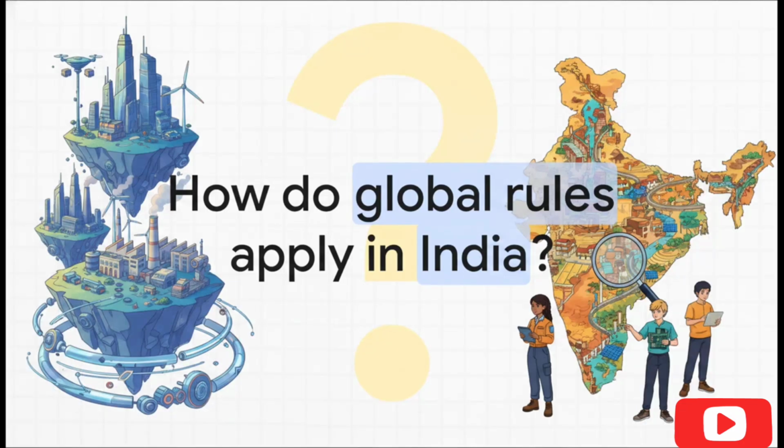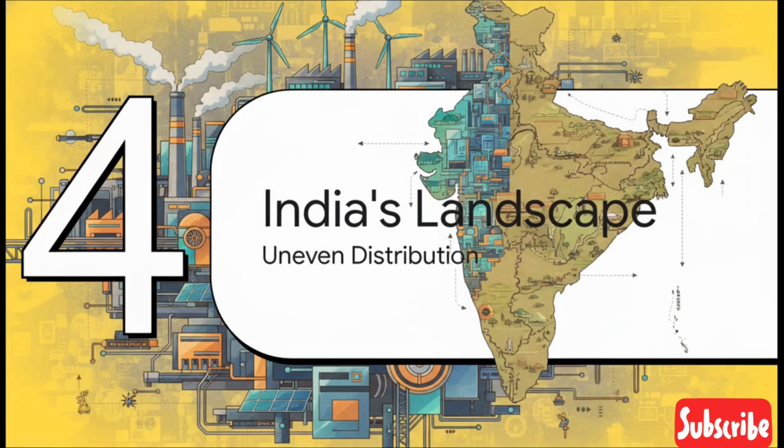And that actually brings us to a really fascinating pivot point. If these are the big global rules for the massive industrial belts, what happens when we zoom our lens all the way in on a single, vast and rapidly developing nation? Let's find out in Section 4, India's industrial landscape, an uneven distribution.